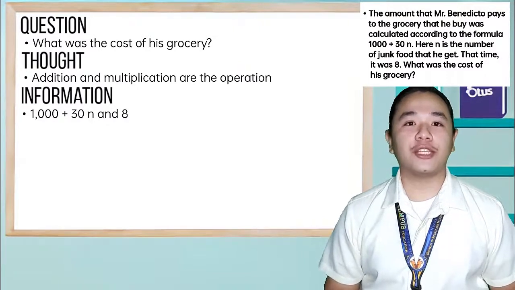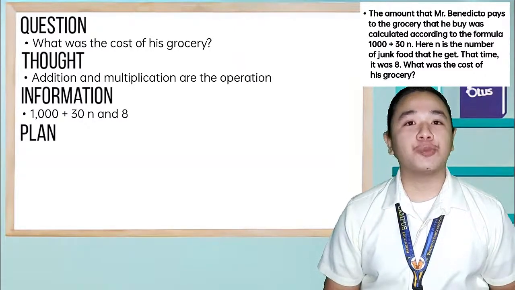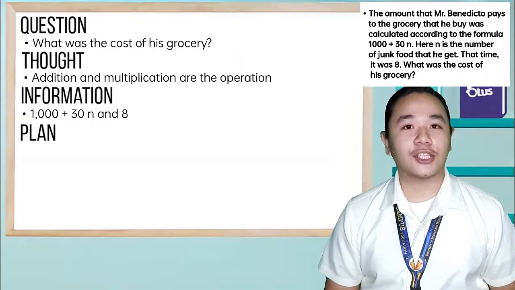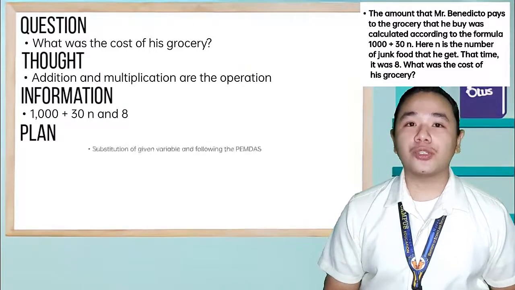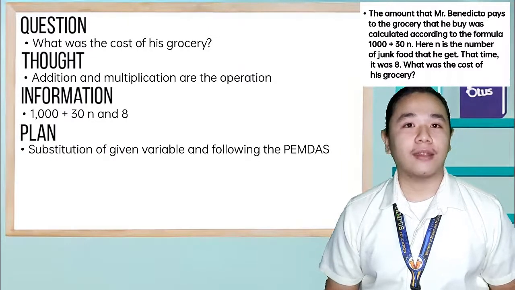So now let's proceed to plan. Here, this is where you write down the problem as you plan to solve it. This is your strategy to answer the question. So here, substituting the given numbers and following the rule of PEMDAS is your plan.